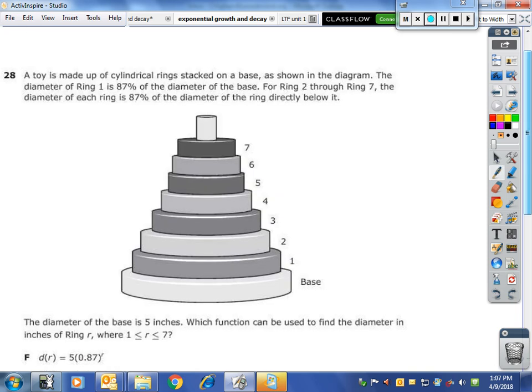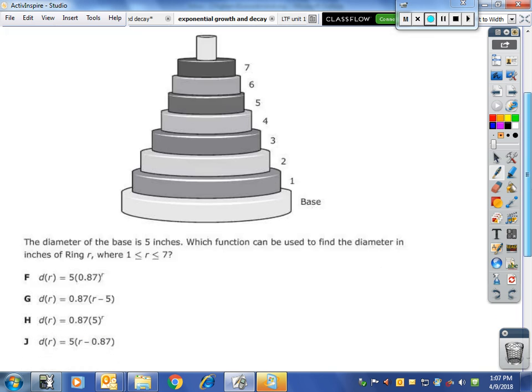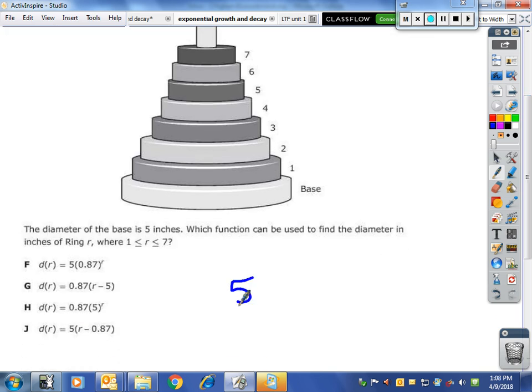What is it starting at? 5. The diameter of the base is 5 inches. That's our initial amount. Now it's decreasing because they already did the 1 minus for you. That's how they got 0.87. They did 1 minus 13%, 1 minus 0.13. They did the subtracting for you. To the time power. It starts at 5. It's going down by 0.87. I mean, each one is 87% of the one below it.